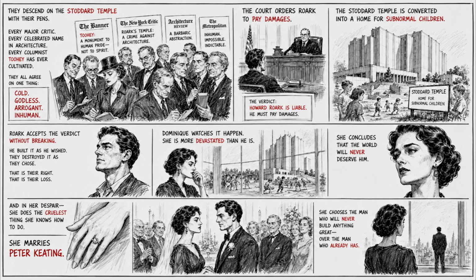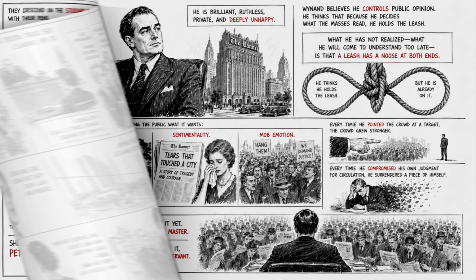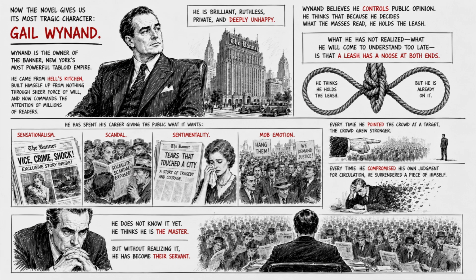Dominique, watching it happen, is more devastated than he is. She concludes that the world will never deserve him. And in her despair, she does the cruelest thing she knows how to do. She marries Peter Keating. Now the novel gives us its most tragic character, Gail Wynand.